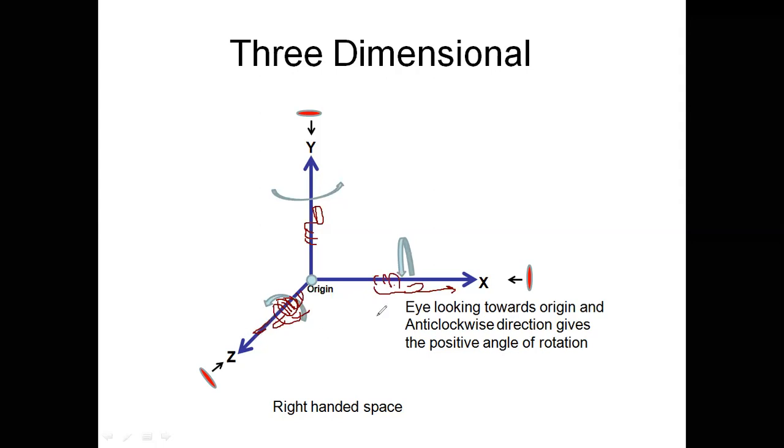So we can follow these two rules simply by looking with an eye towards the origin. The anti-clockwise direction will give the positive direction, or we can hold with the right hand. The twist of the fingers will give the anti-clockwise direction, whereas the thumb will give the direction of the axis that is moving outward.